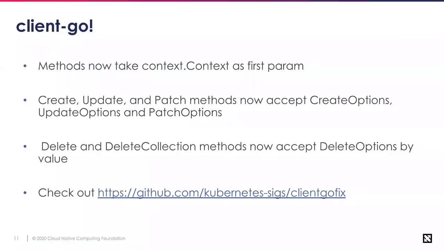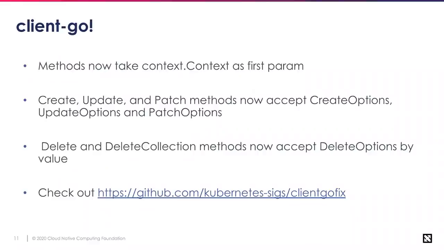And one project that is being developed within the Kubernetes organization, you can actually find it in kubernetes-sigs on github.com, client-go-fix. This one is going to help you actually adapt your programs to this new way of writing client-go applications. And Jeremy has actually given it a try.